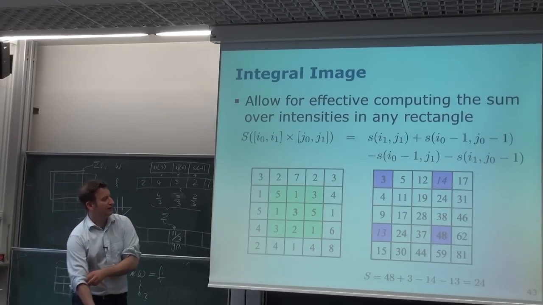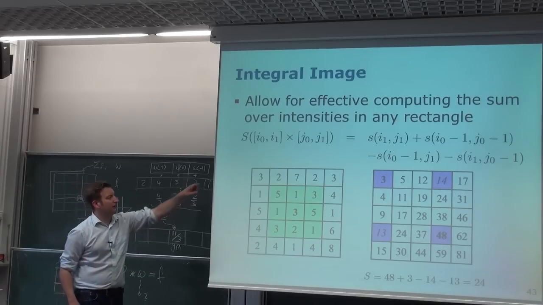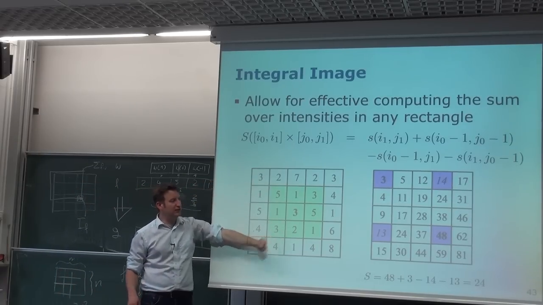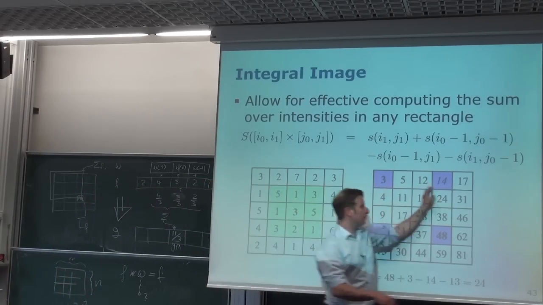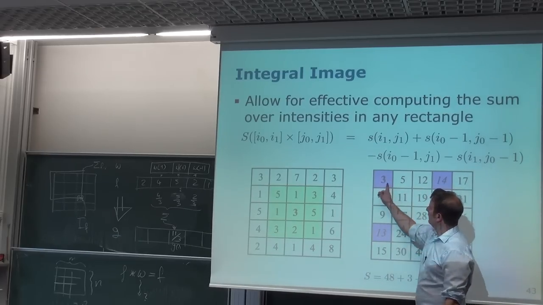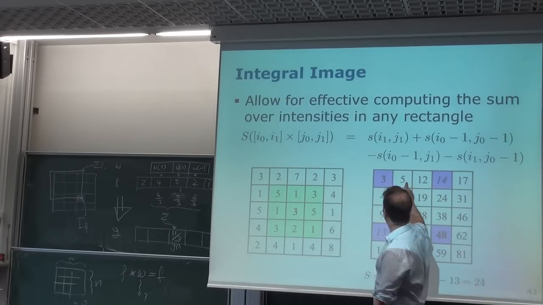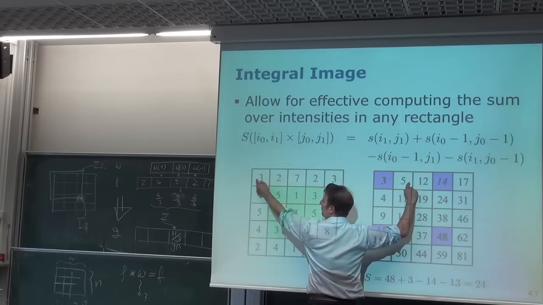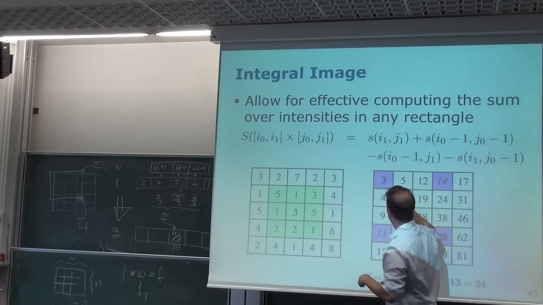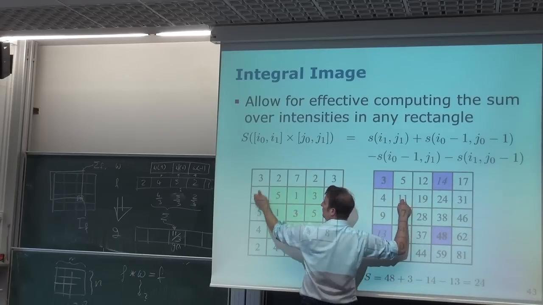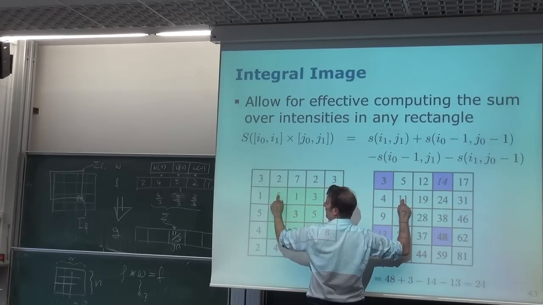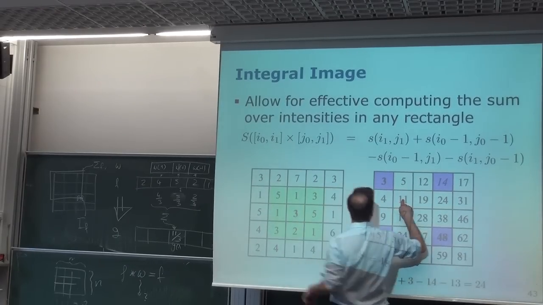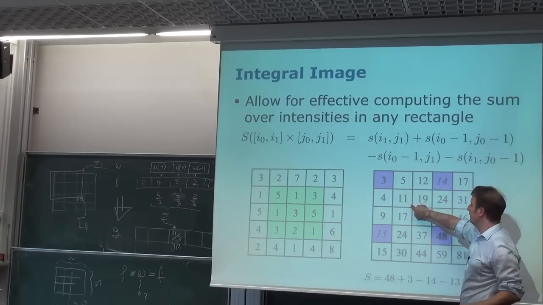So here's again an example for an original image and the corresponding integral image. So 3 and 3 is the same value. This value is 5 because 3 plus 2 is 5. This 11 corresponds to the sum of those values over here. So 5 plus 2 plus 1 plus 3 is 11. So we have an 11 here.